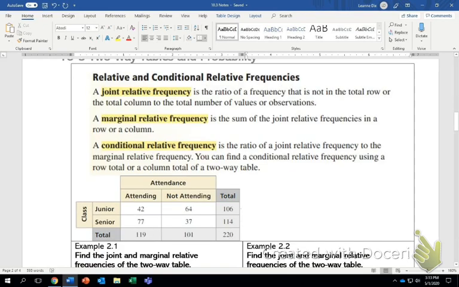So the relative and conditional relative frequencies is taking our two-way table and finding the probability for each one. And it says ratio of frequencies. It's the same thing.